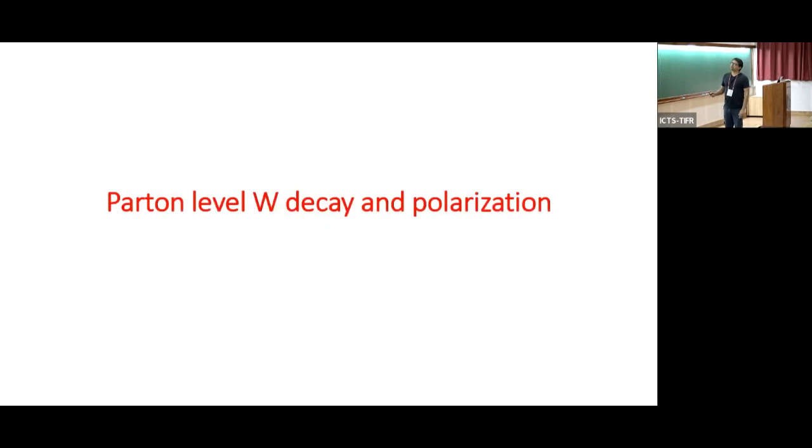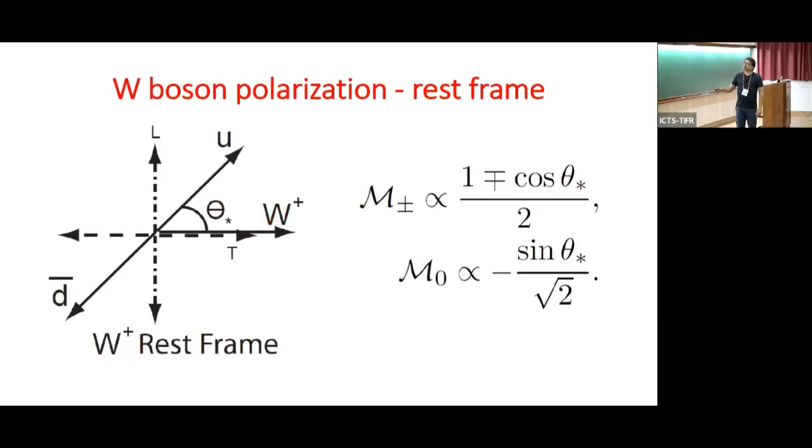Okay, so the parton level W decay. Let me explain what you will do in principle at parton level, and then I'll talk about what you will do for the hadronically decaying W boson. If you have a W boson moving along this direction, this is its boost axis in the lab frame, but now we're going to its rest frame.